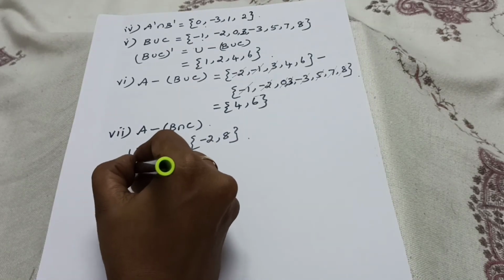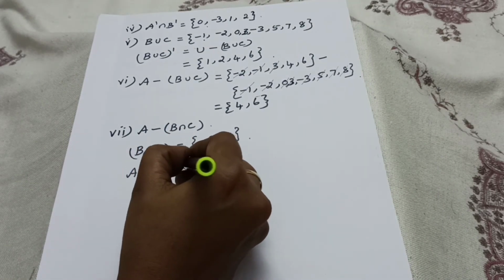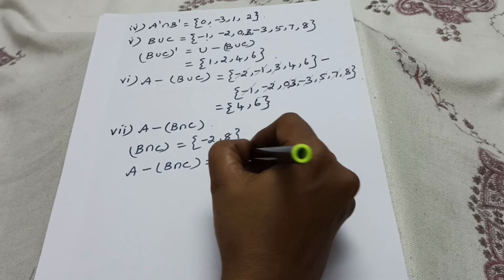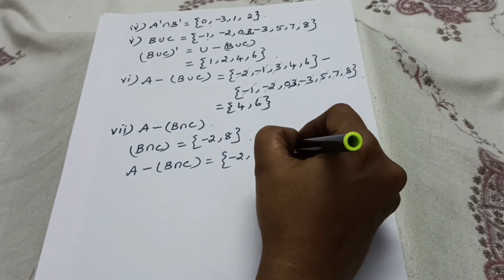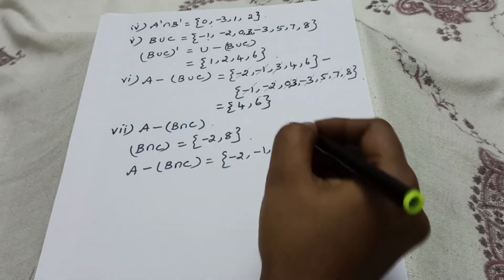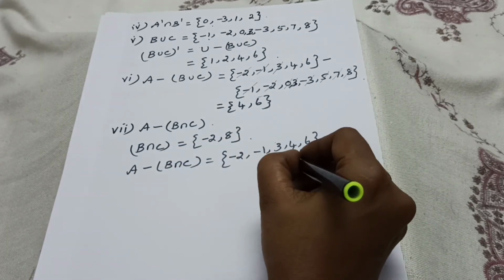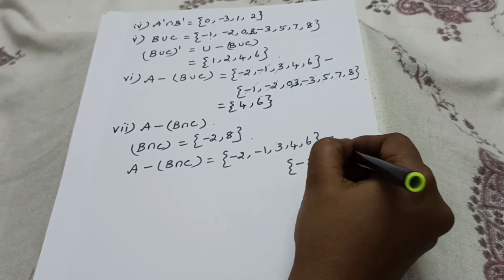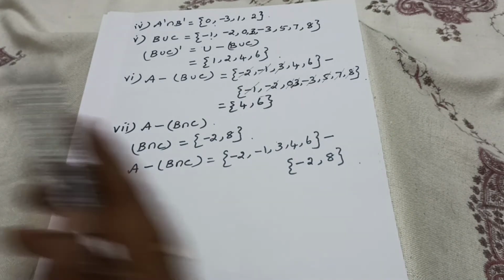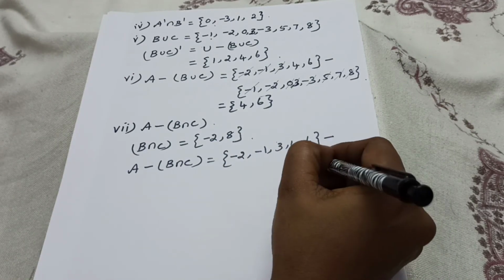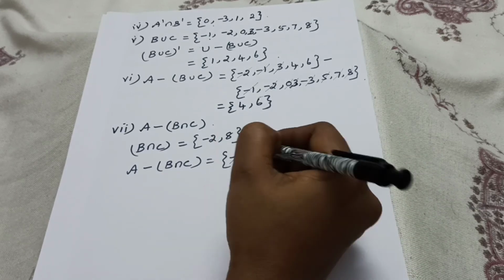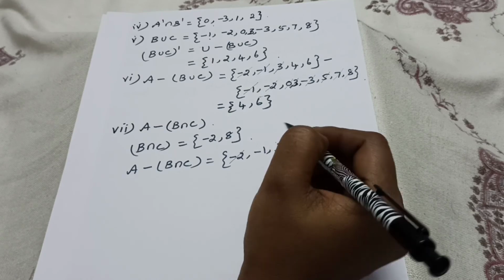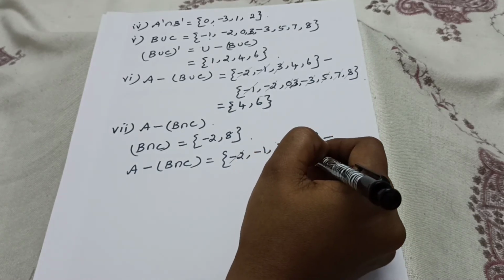Then now we have to find A difference B intersection C. What are the A elements? Here already we wrote, isn't it? Minus 2, minus 1, 3, 4, 6. Then difference, this symbol minus. Then B intersection C is minus 2 and 8. Shall we cancel this one? Minus 2, both also here available. Shall we cut? Then remaining what are the elements? Minus 1, 3, 4, 6.